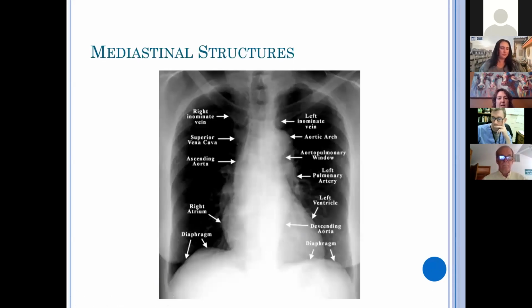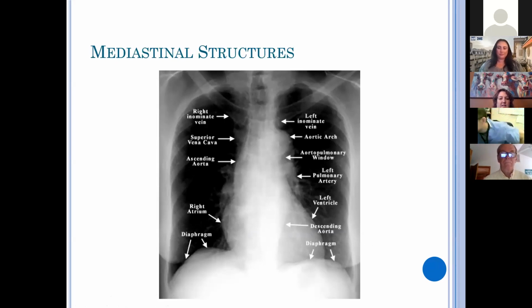This outlines the mediastinal structures: the right innominate vein, superior vena cava, ascending aorta. The right atrium is here. You can see the diaphragms here. The descending aorta is here. Left ventricle, left pulmonary artery, aortopulmonary window. You can see the knob of the aortic arch, and then the left innominate vein lays within here.